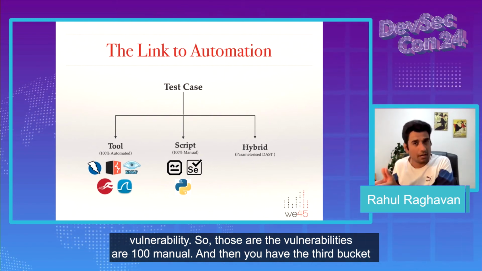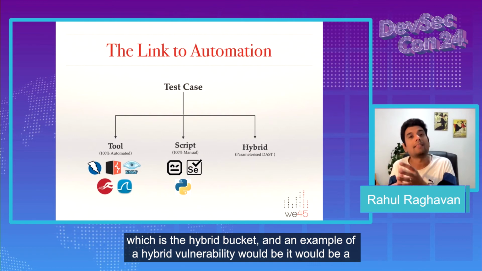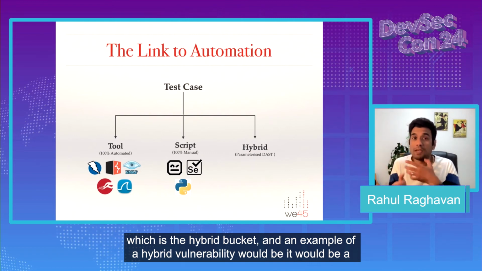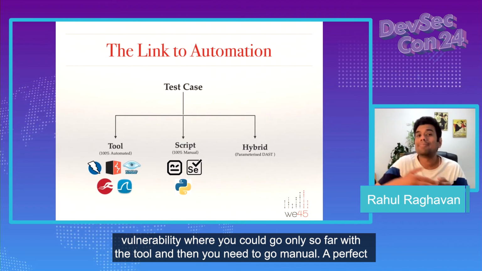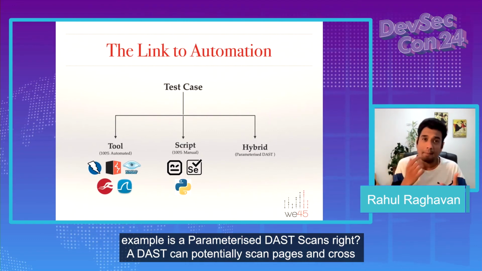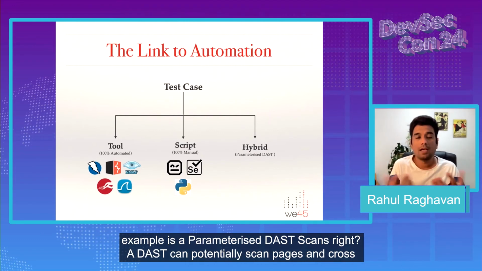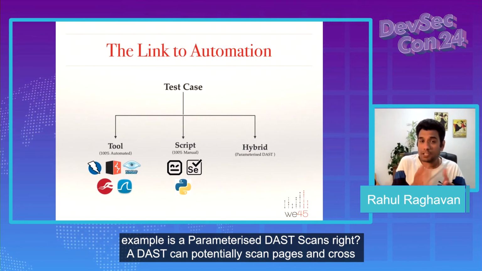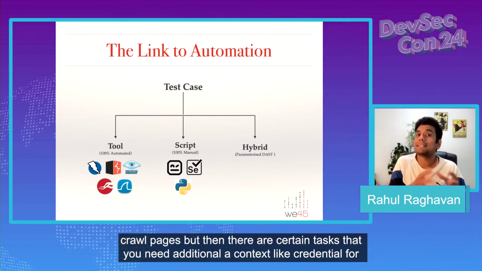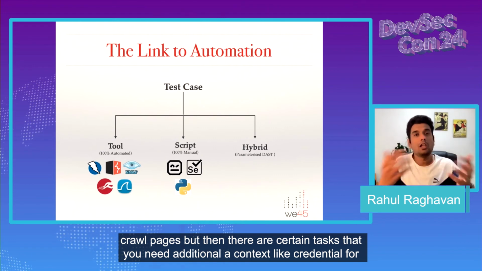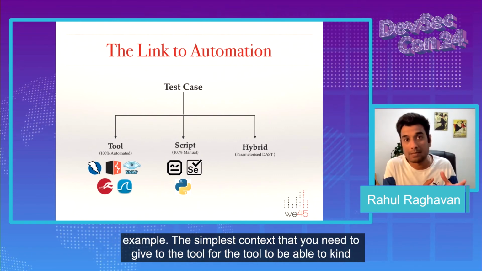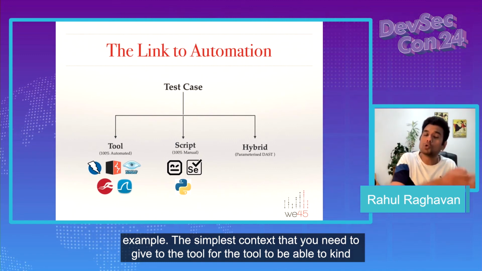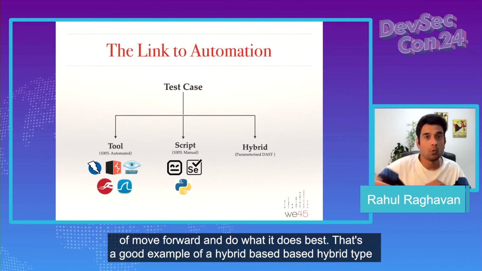And then you have the third bucket, which is the hybrid bucket. An example of a hybrid vulnerability would be a vulnerability where you could go only so far with the tool, and then you need to go manual. A perfect example is a parameterized DAST script, right? A DAST can potentially scan pages and crawl pages, but then there are certain DAST scans where you need additional context, like a credential, for example, the simplest context that you need to give to the tool for the tool to be able to move forward and do what it does best.